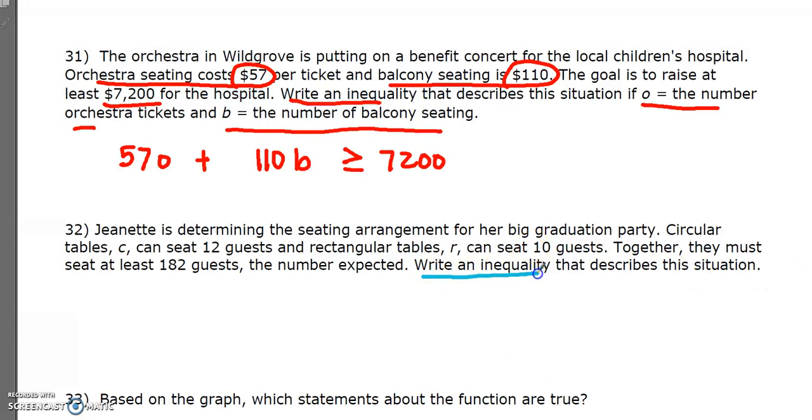So again, we're just writing the inequality. We have two kinds of tables, circular tables, which would be C, and rectangular tables R. So the number of guests that we can have at a circular table was 12. So that means 12 times the number of circular tables. Plus, for our rectangular tables, we can seat 10 guests. So that would be 10 times the number of rectangular tables. And that needs to seat at least 182 guests. So that means greater than or equal to 182 guests.